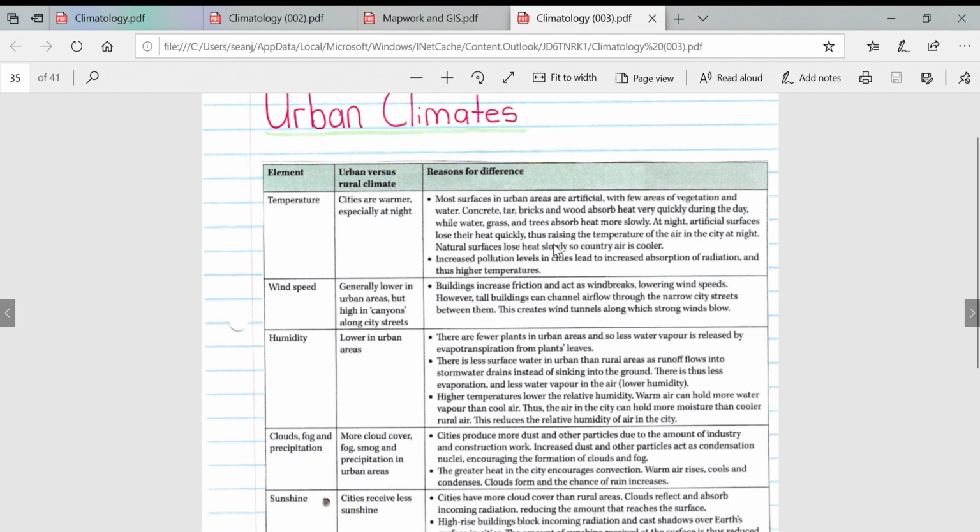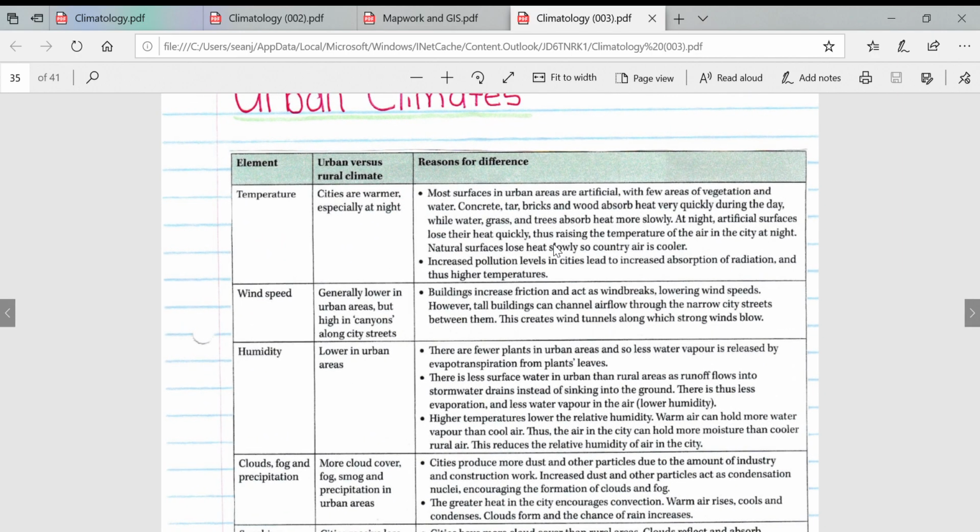I'd just like to give credit to the ACID study guide, which is a brilliant book to use for the syllabus, for providing us with this diagram. I'll just go through it. So the first thing that we'll look at is temperature.